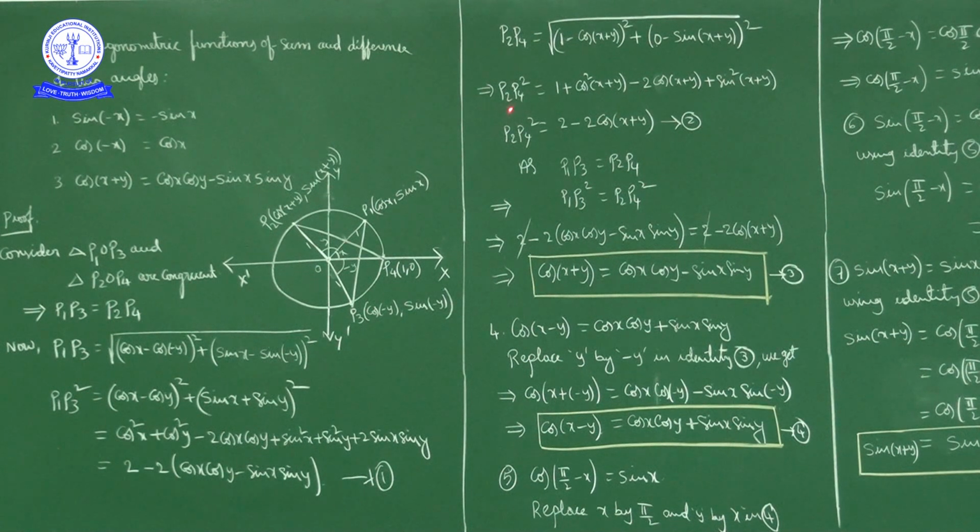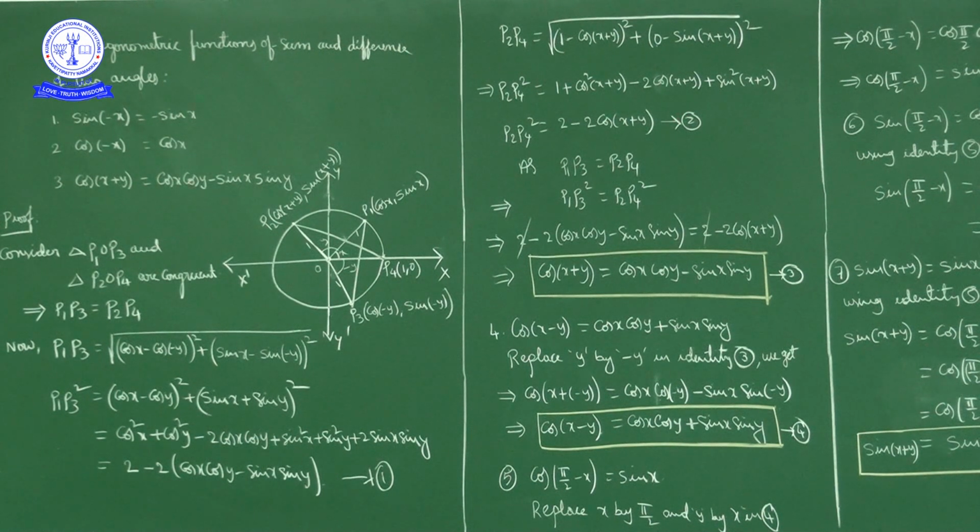Now squaring on both sides, P2P4 square is equal to (1 minus cos(x+y)) whole square plus (0 minus sin(x+y)) whole square. Using the a minus b whole square expansion: a square, 1 square is 1, plus b square, cos square(x+y), minus 2ab, minus 2 into 1 into cos(x+y). Then 0 minus sin(x+y) squared is sin square(x+y). Now cos square(x+y) plus sin square(x+y) is 1, and 1 plus 1 is 2, minus 2 times cos(x+y). I will mark this one as 2.